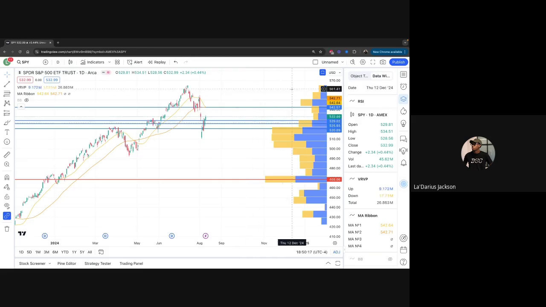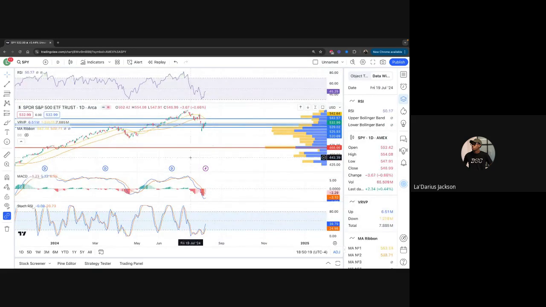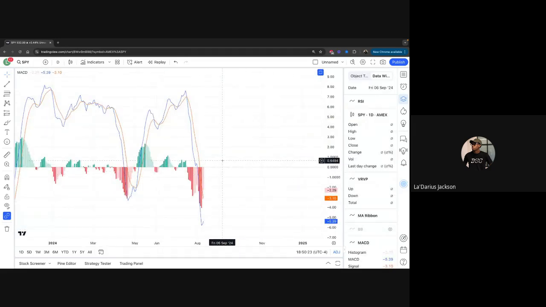Cool. Let's keep it moving. All right. Next thing, the MACD. So the MACD, top left-hand corner, is going to tell us what we're looking at.